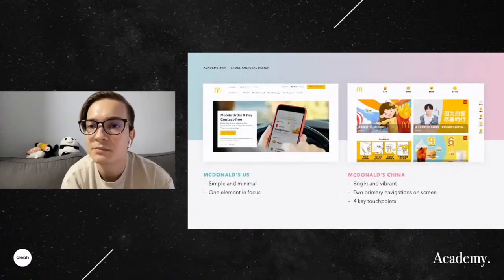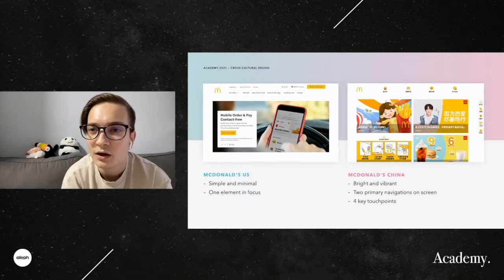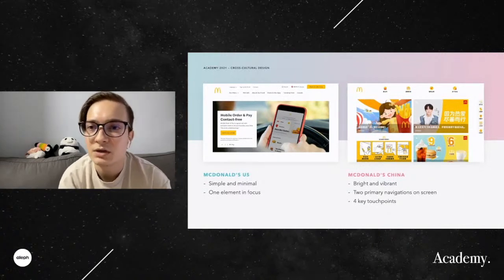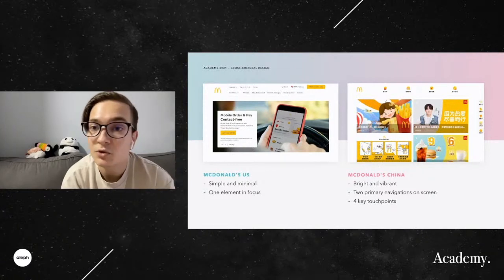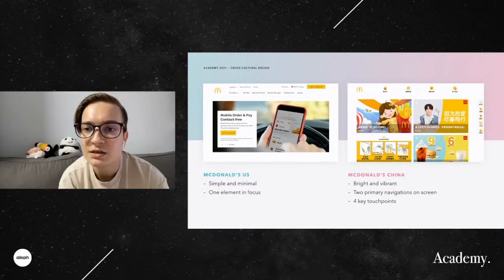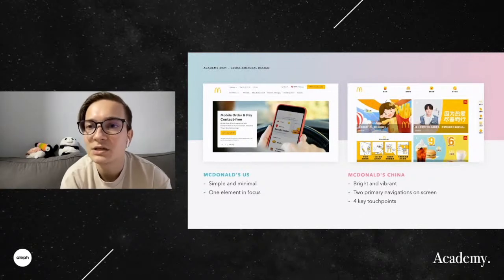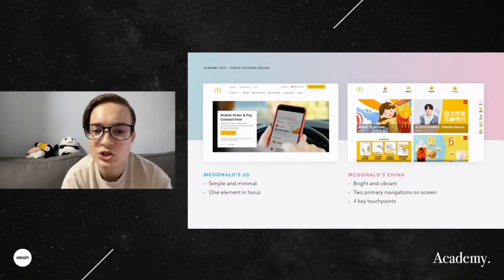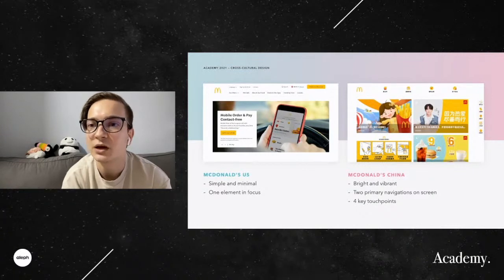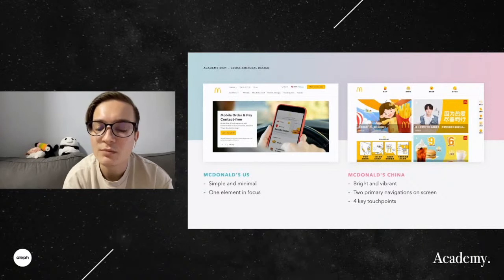Take a look at the two examples here, McDonald's in the US and McDonald's in China. They retain the brand image, got the same familiar colors, and the same familiar product, but it's still localized. The US version is simple, minimal, and it's got one element in focus, while the Chinese has got two navigations. One is floating, and four giant banners with a lot of information that's just screaming with context.